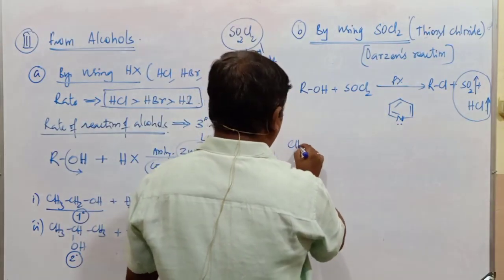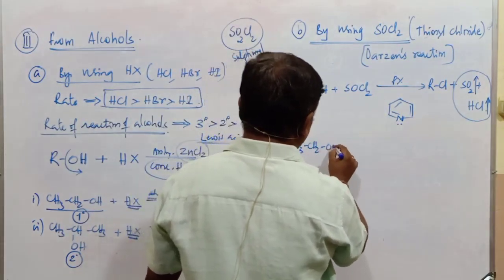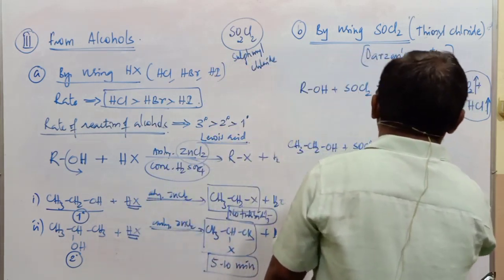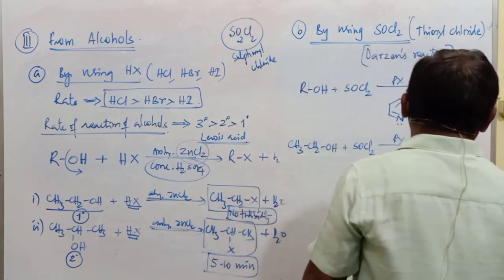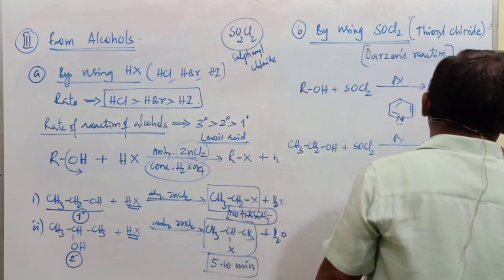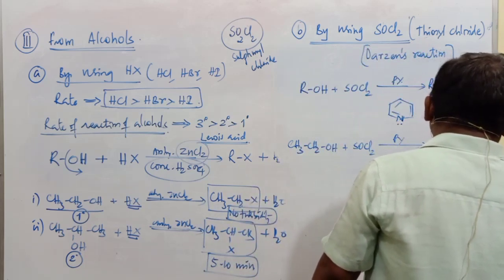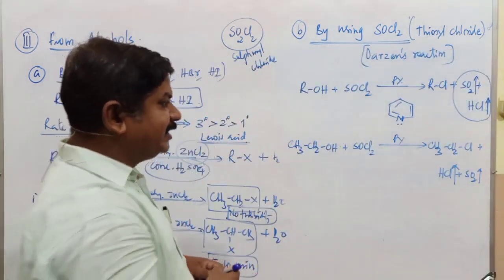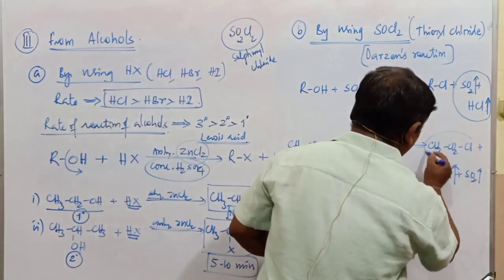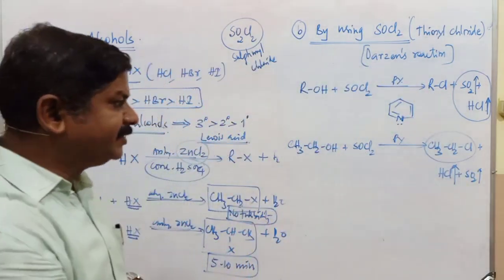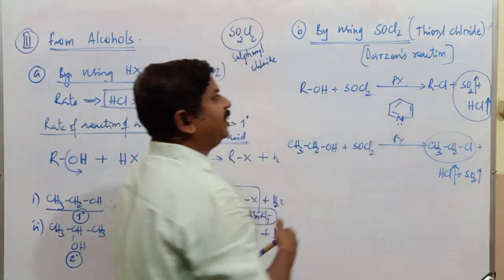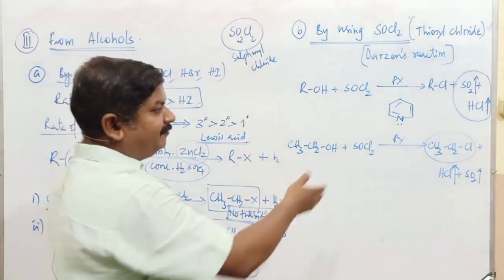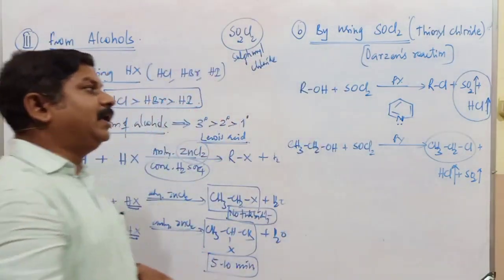Suppose one simple example, CH3CH2OH treated with SOCl2 in presence of pyridine. The compound obtained is CH3CH2Cl plus HCl plus SO2. When the byproducts are eliminated as gaseous products, purification and separation of the compound is an easy process. For that reason, this Darzens' reaction, or Darzens' method of preparation of alkyl halide, is a convenient method of preparation of haloalkane from the respective alcohols.